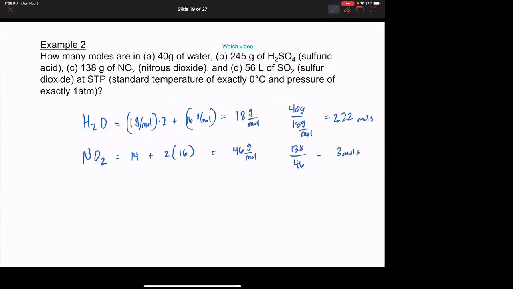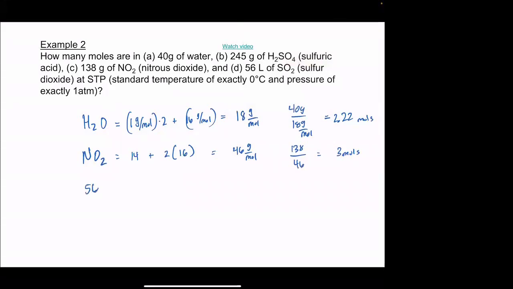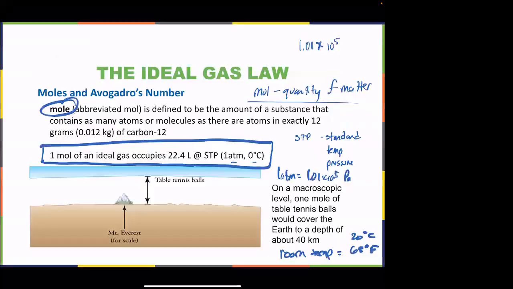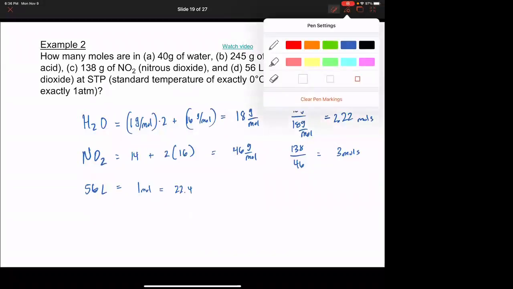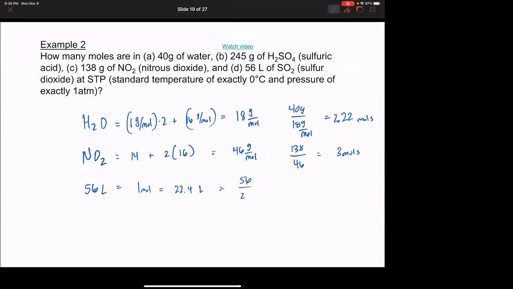of NO2. And then we'll go right to D. I think I skipped H2SO4, but that's fine. 56 liters of SO2. Well, remember, 1 mole of an ideal gas at STP is 22.4 liters. So this would be 56 divided by 22.4. 2.5 moles. So that's how you figure out how many moles you have from an equation.